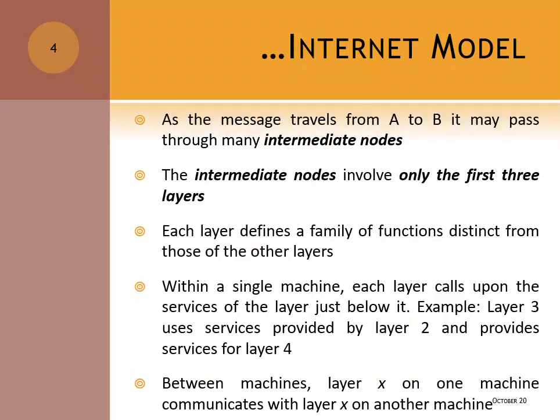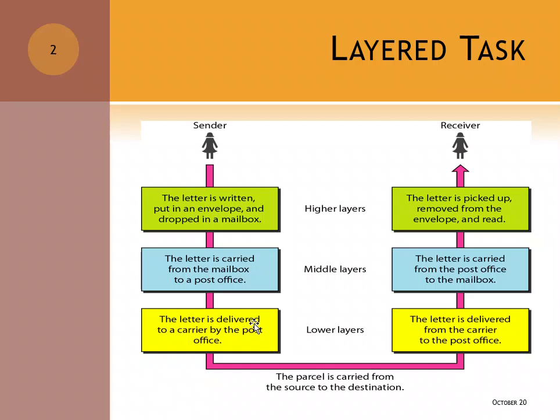Okay. So between machines, layer X on one machine communicates with layer X on another machine. Contohnya sebagai analogi macam ni. Setiap layer di sebelah sender akan berkomunikasi dengan layer yang sama di sebelah receiver. Contohnya post office di sebelah sender akan menyediakan information tertentu untuk post office di sebelah receiver.